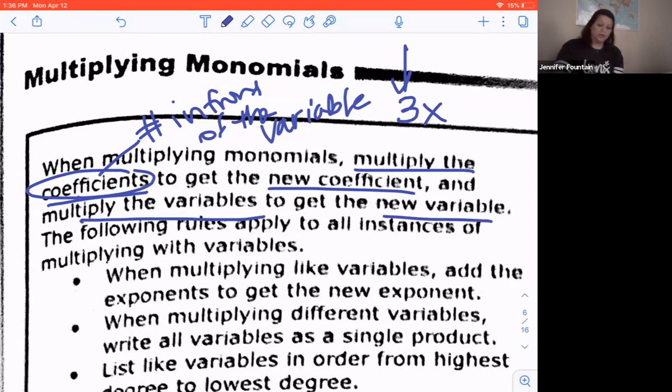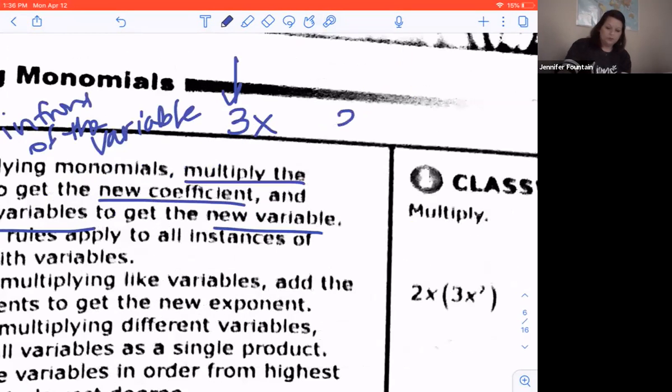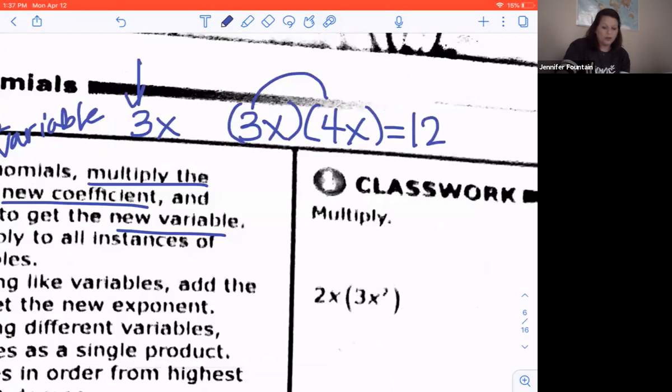So if I had 3x times 4x, I multiply 3 times 4, and that is 12. And then x times x is x squared. Now remember, when I multiply the same variable, I start having exponents, and what I do is add the two exponents together.